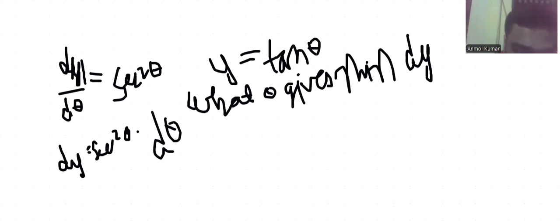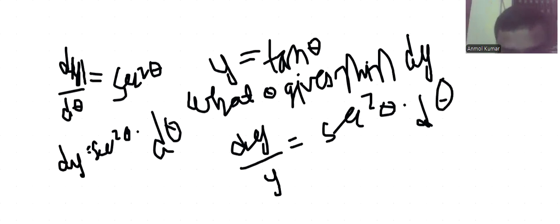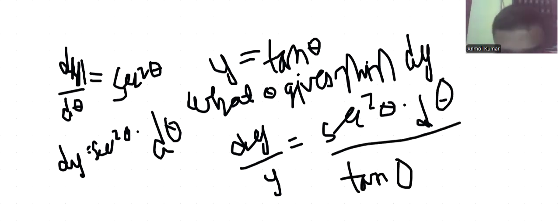So if we do dy upon y, like you do in error delta x upon x, that is the relative error in x. So if we calculate the relative error in y, delta y by y or dy by y, see carefully, it will come as sec square theta d theta upon y. What is y? y is tan theta in the question. So dy by y becomes sec square theta d theta upon tan theta.